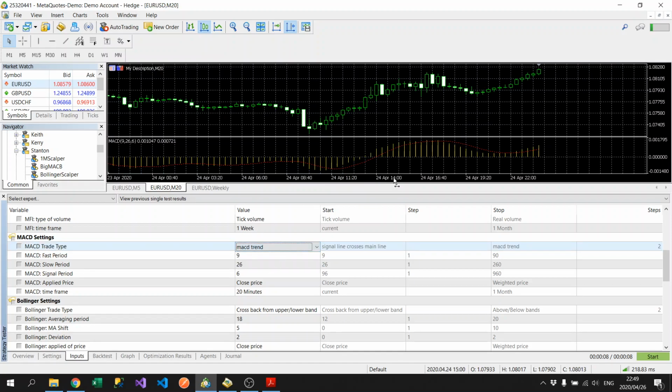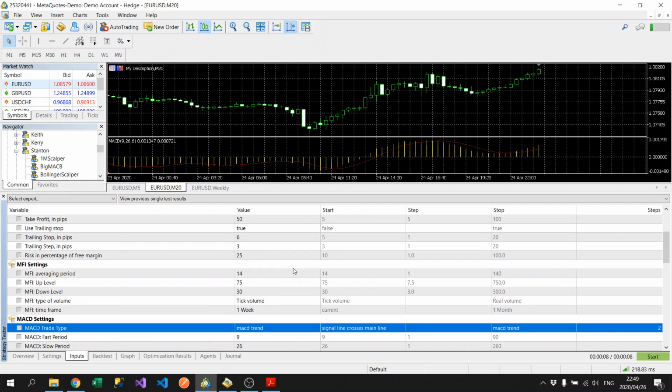The MACD trend looks at the previous three main lines. If the current one is larger than the previous one, and that one is larger than the one before, that determines the MACD trend, and that will be a buy trend. If you look at these three lines, this one is bigger than that one, which is bigger than that one. And the same goes for the sell trend. So if this one is lower than that one and is lower than that one, that signifies a sell trend.